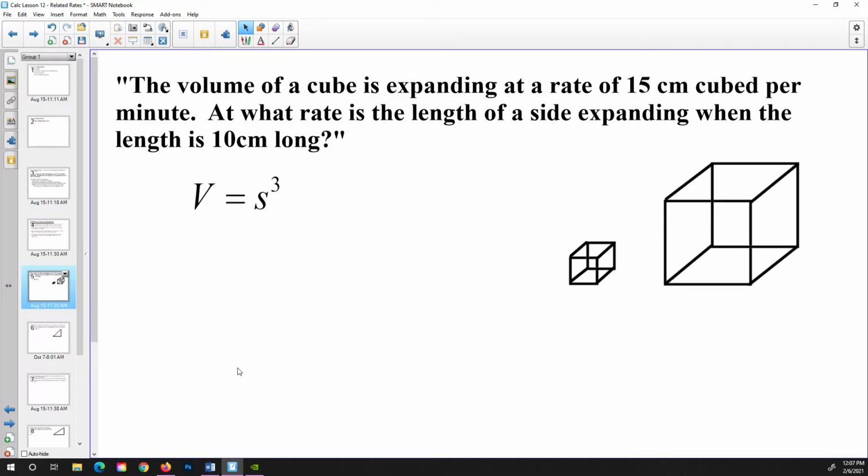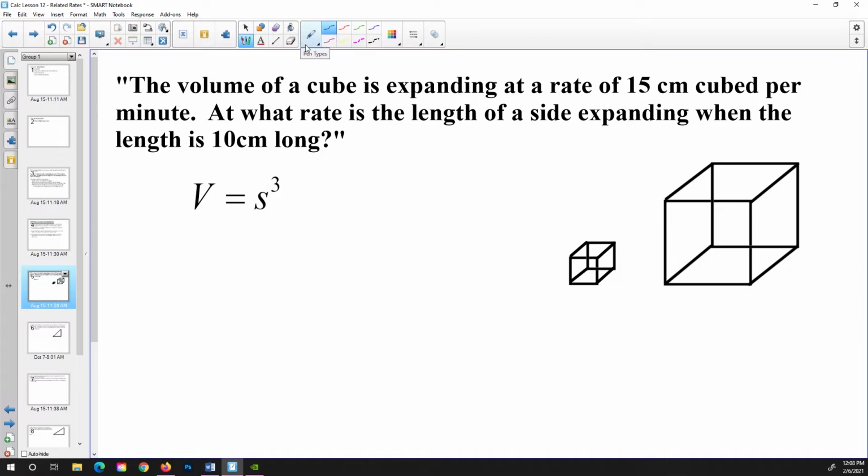Let's complete that first example. The volume of a cube is expanding at a rate of 15 centimeters cubed per minute. At what rate is the length of a side expanding when the length is 10 centimeters long?